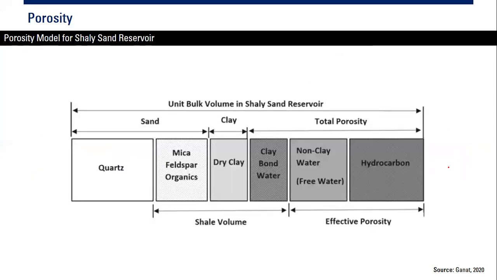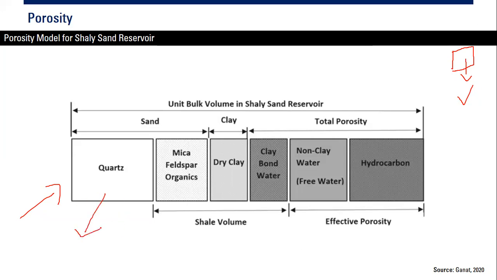And the porosity model for shaly sand reservoir. So let's say this block is a unit bulk volume in shaly sand reservoir. So you have a sandstone reservoir, but in this sandstone reservoir, you find shales, and we call that rock shaly sand reservoir. Okay, and of course, this rock will have volume, but if we break down the volume, it will be like this.